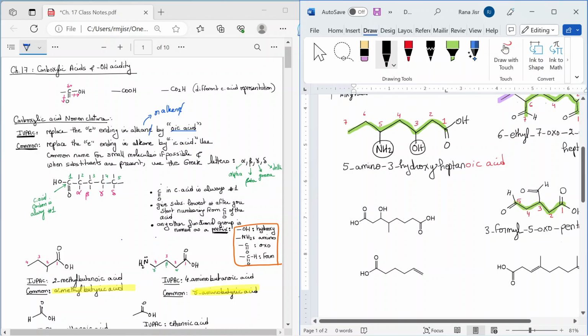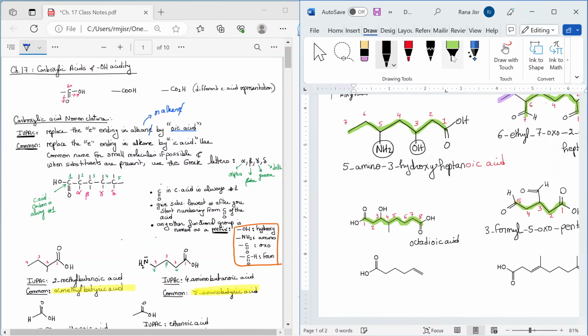If we have 2 carboxylic acids, then we're going to use the prefix di in front of the carboxylic acid, and our longer chain needs to include both of these carboxylic acids in there, both carbons. We're going to start numbering from the carboxylic acid that is closest to the first substituent. So that is going to be 1, 2, 3, 4, 5, 6, 7, and 8. So that is going to be an octadioic acid.